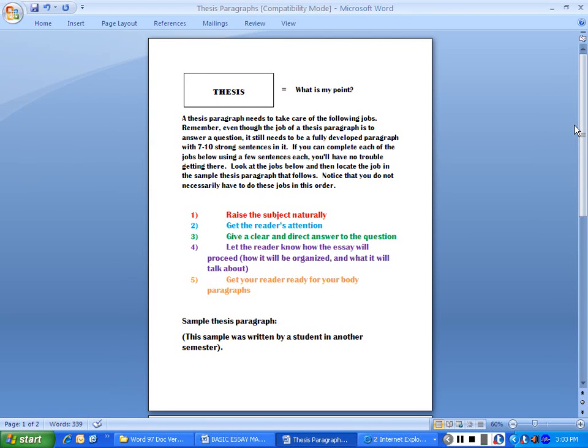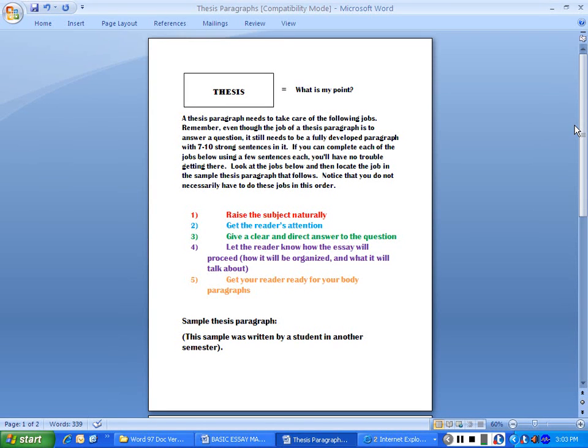The trick is knowing that it's not your only job to answer the question you've been asked. As a matter of fact, a good thesis paragraph has about 5 jobs that it attends to, and very often gives more than one sentence for each of those 5 jobs. Below you can see a list of the jobs that a thesis paragraph has in front of it, and then we'll look at an example of a thesis paragraph that does each of these jobs.